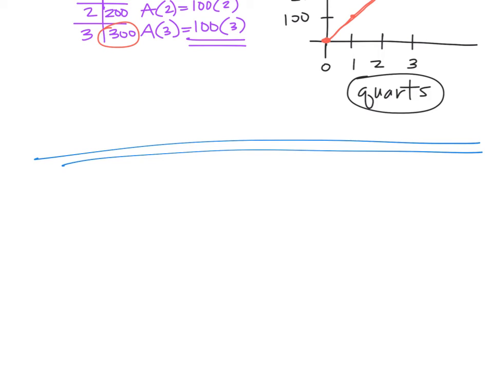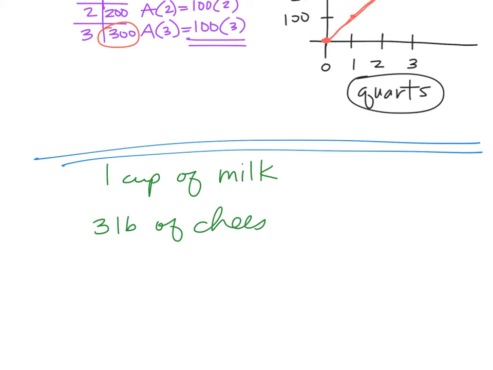Let's do this. Let's say you need 1 cup of milk to make 3 pounds of cheese. That's totally not true, but I'm just making this up, okay? So you need 1 cup of milk to make 3 pounds of cheese. So your function would be the amount of cheese equals 3 times however many cups of milk you would get, okay? So this is going to be our pounds of cheese. This is our function.